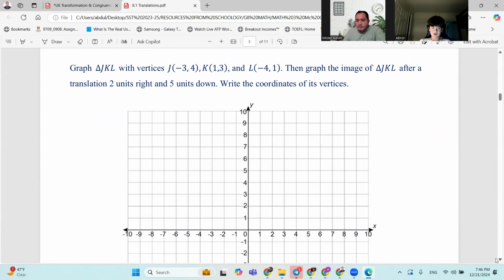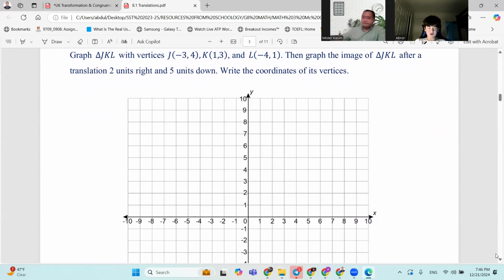Graph triangle JKL with vertices J(-3, 4), K(1, 3) and L(-4, 1). Find the image of JKL after a translation of 2 units right and 5 units down. Write the coordinates of the vertices. To understand this, you have to do the questions, because you're a student, they're going to ask a question like this.